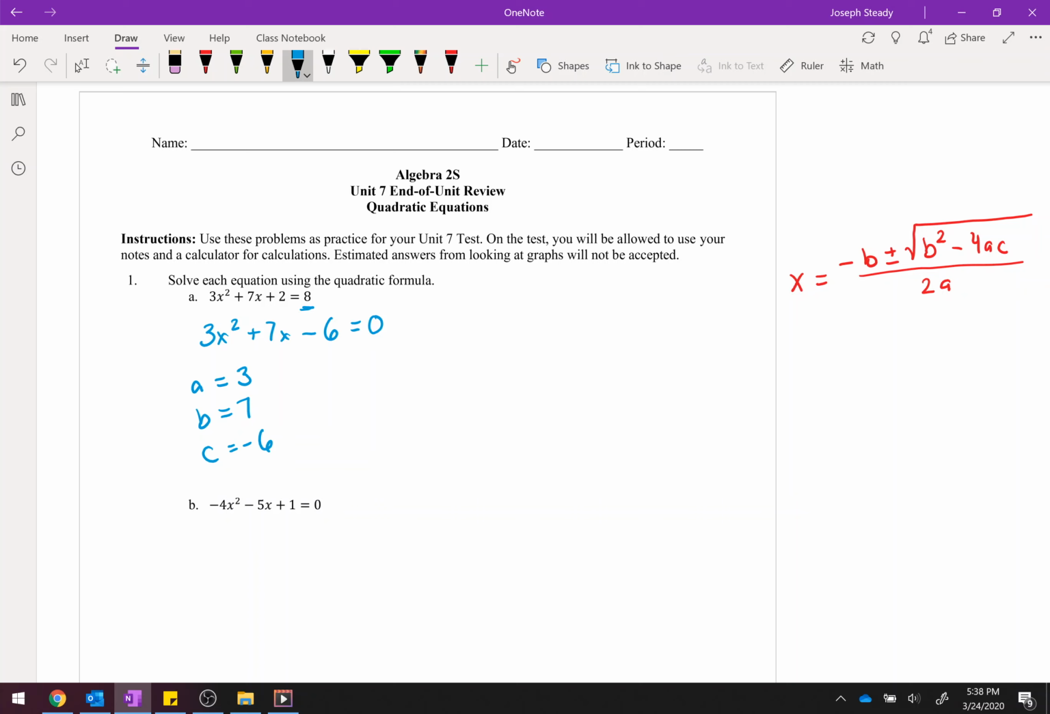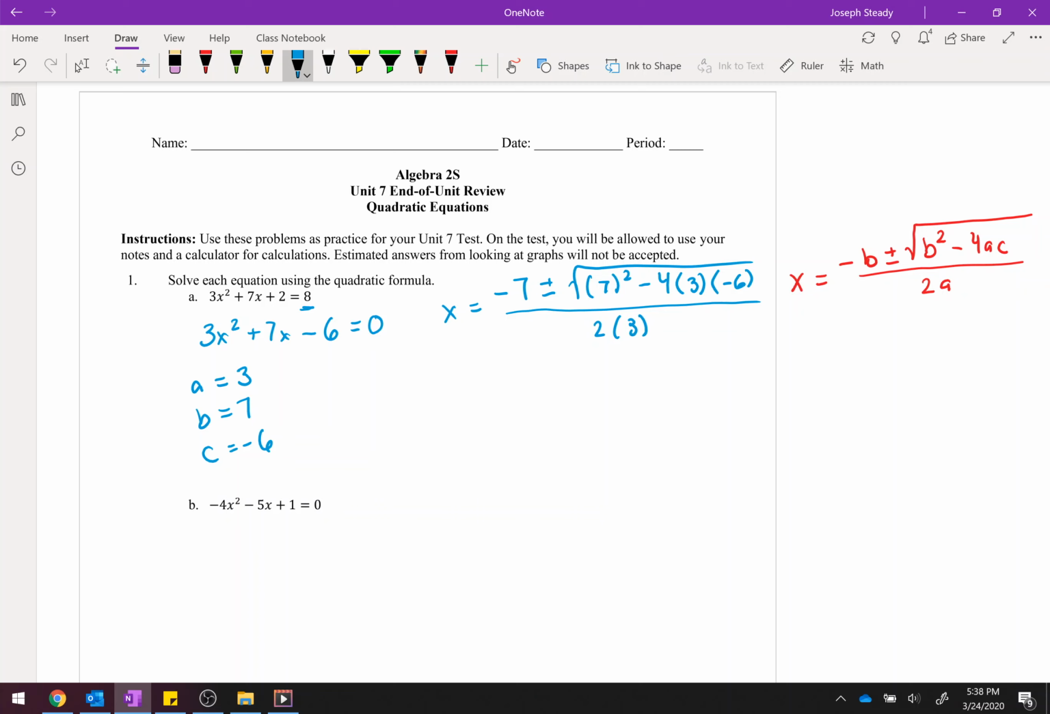From here, we just go ahead and start filling in the blanks in the quadratic formula. So we can say that x equals, the formula starts with negative b, and b is 7, which means this will now be a negative 7 here, plus or minus the square root of b squared, which is 7 squared, minus 4 times a, which is 3, times c, which is negative 6, all divided by 2 times a.